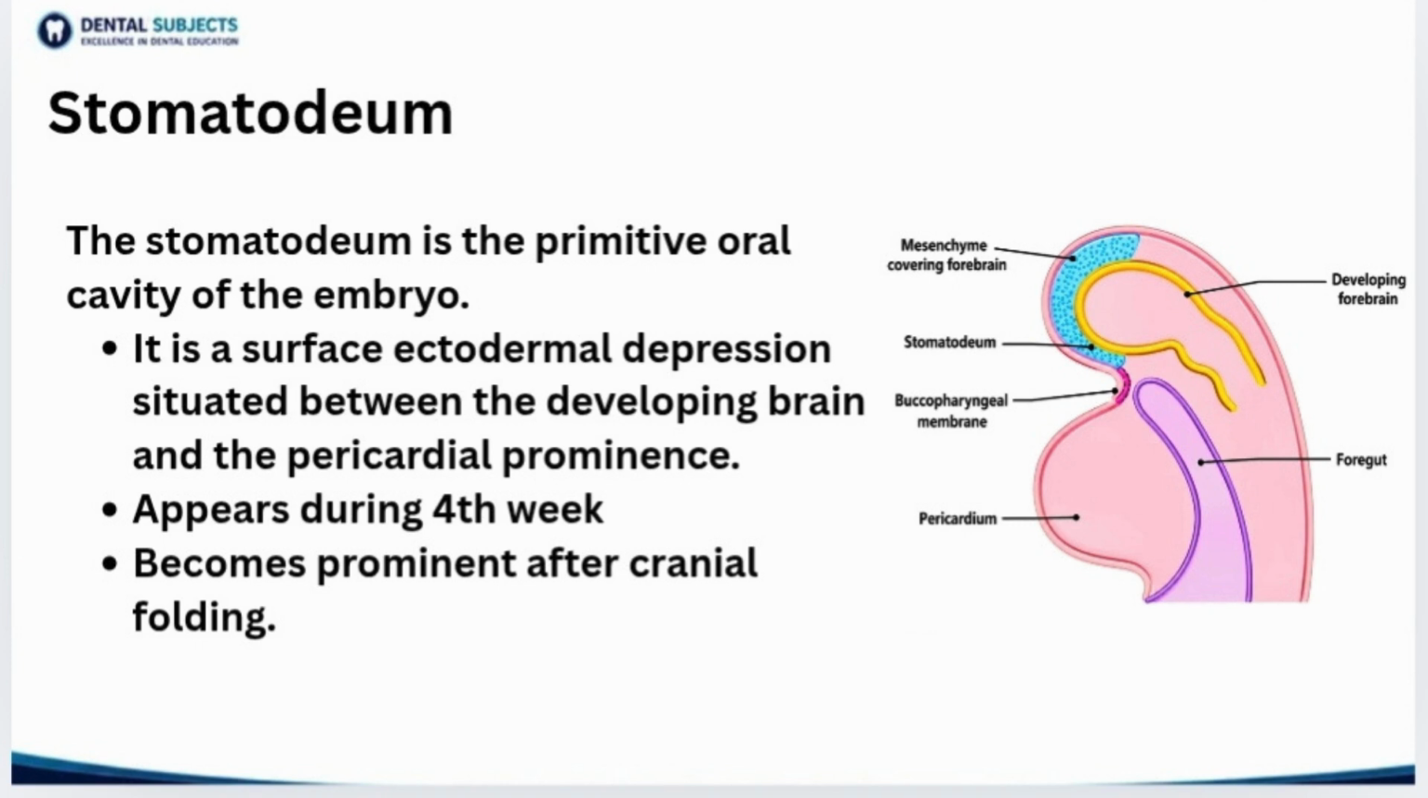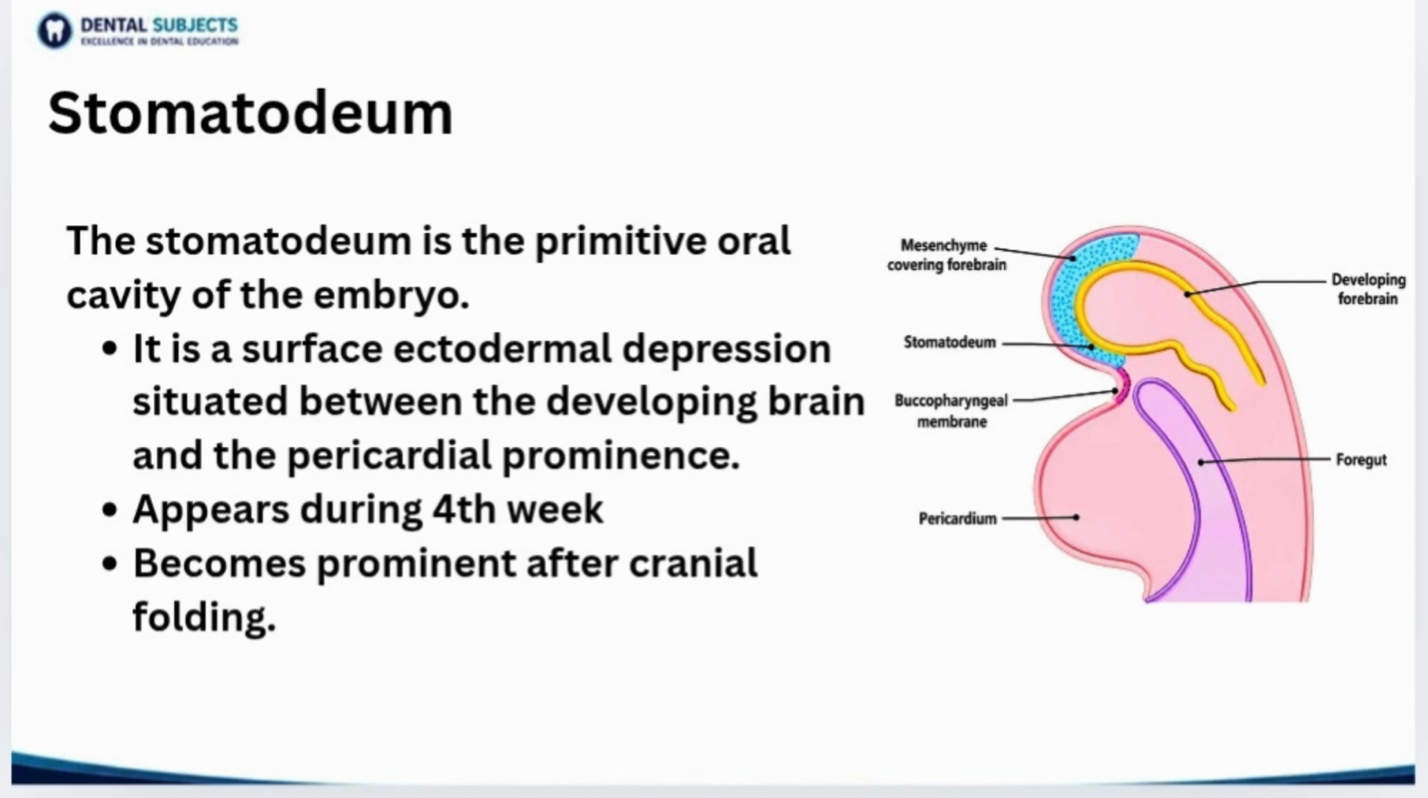First, see the diagram. The yellowish structure is the developing brain. Then see the pericardial pouch. Okay, in between the developing brain and the pericardium, a small depression forms during the fourth week of intrauterine life, which is known as stomatodeum. It gives rise to the future mouth.